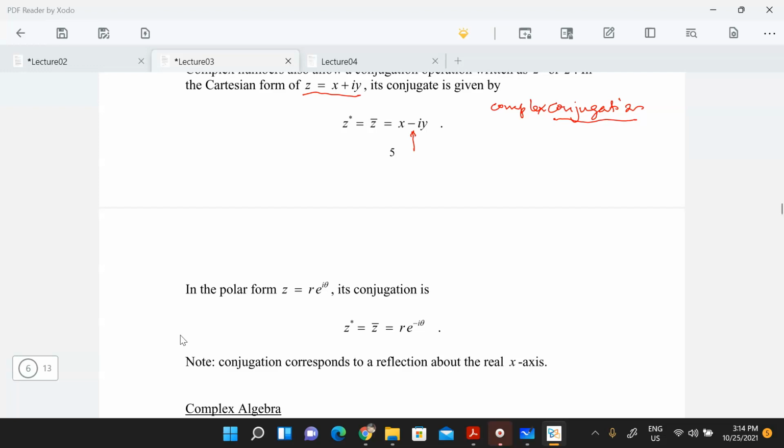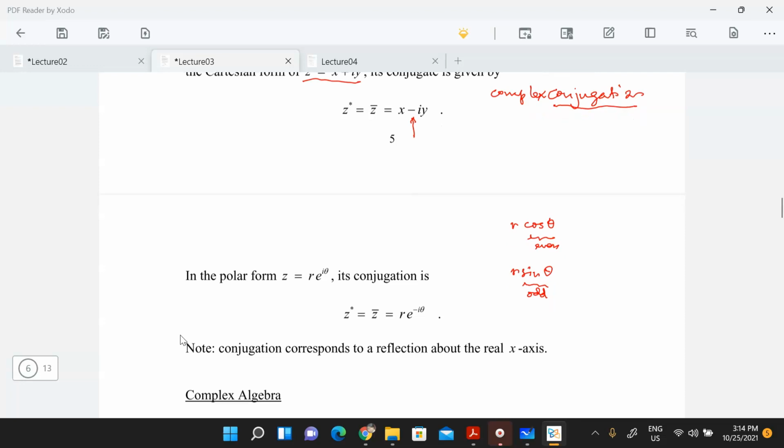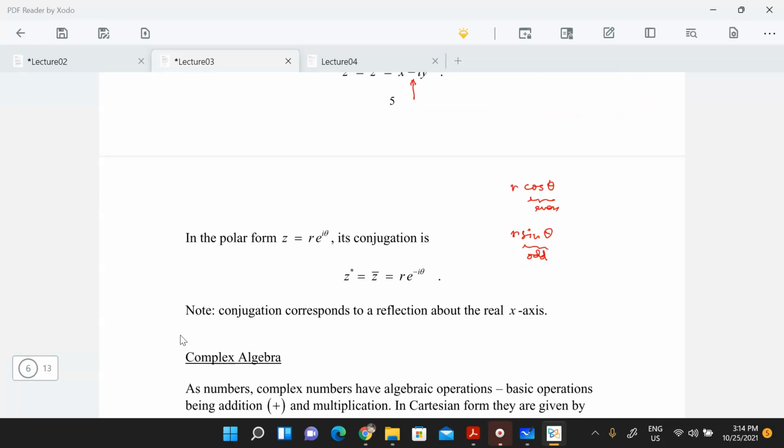The reason is that in the polar representation, x is r cos, and cos is an even function, and y is r sine, and this is an odd function. We'll learn about this probably later on. So I hope you are familiar with those. Then, I learned how to convert complex numbers into different forms, different representations.